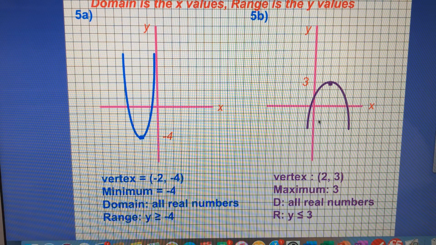My vertex is 2, 3. My maximum is a +3 on this y-axis. My domain, all real numbers. I can go as far as I want on the x-axis. My range, y must be less than or equal to 3.